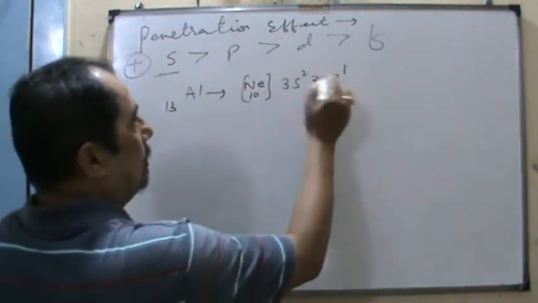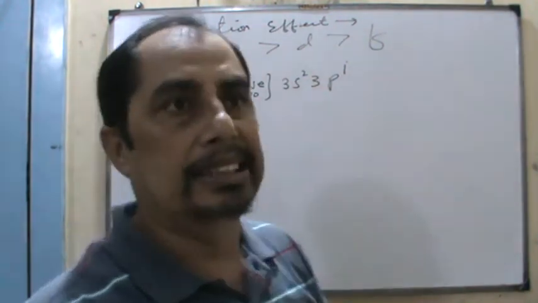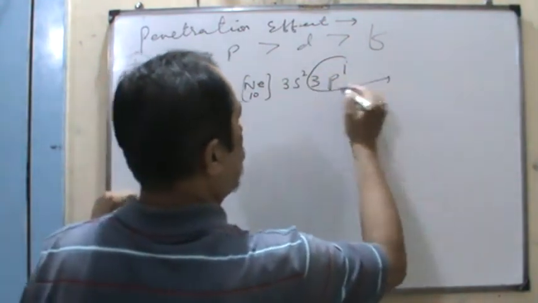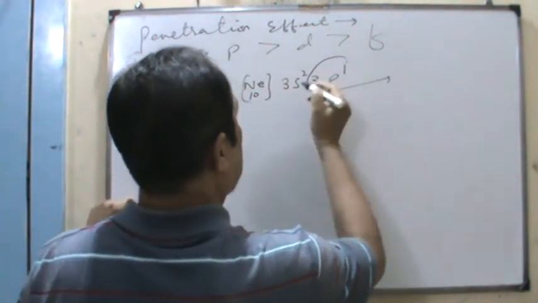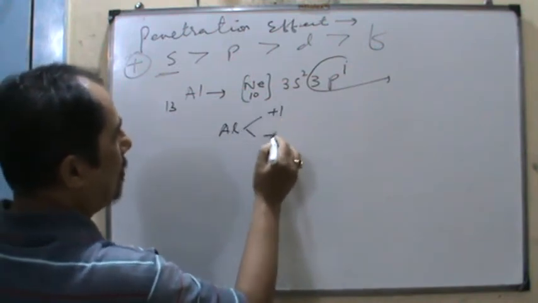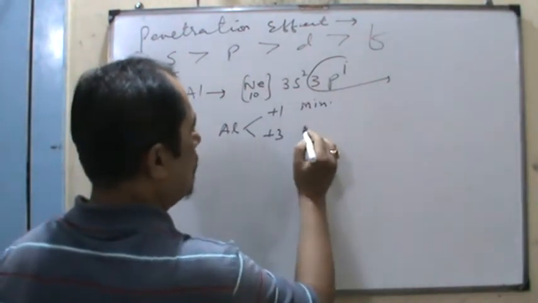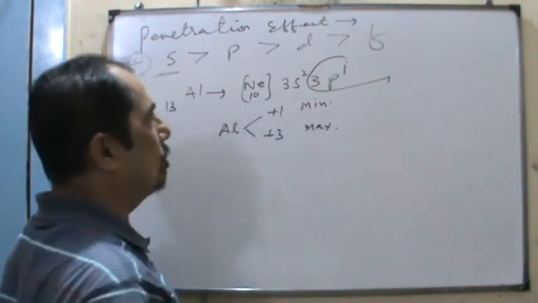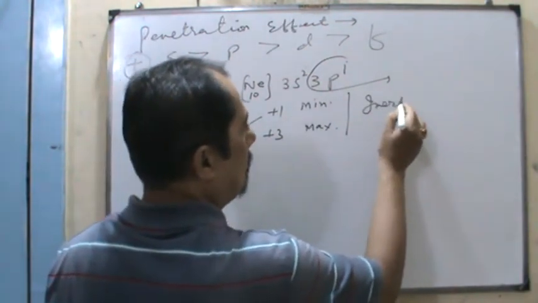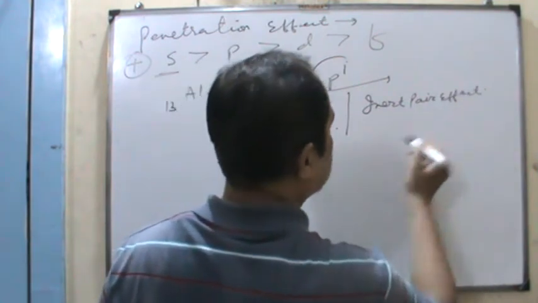Therefore, these two electrons repel each other, and as such this one electron is more easily lost than the two electrons. So aluminum can provide +1 and +3 oxidation states. +1 is the minimum and +3 is the maximum oxidation state. This phenomenon is known as the inert pair effect.